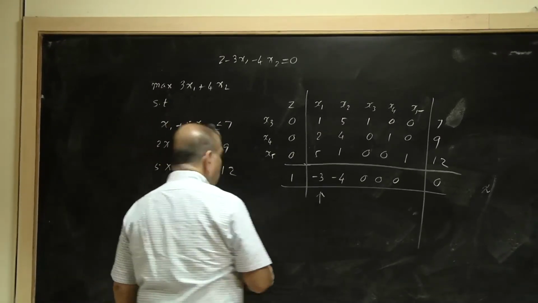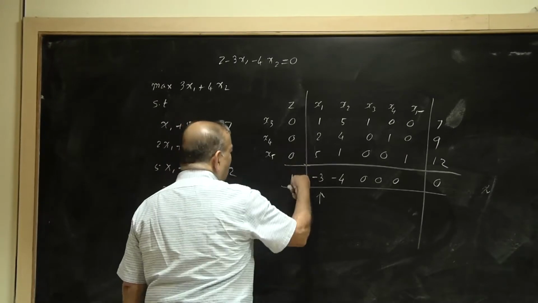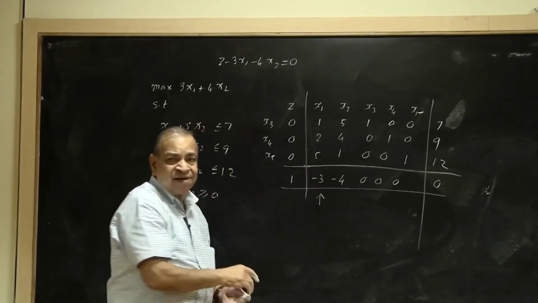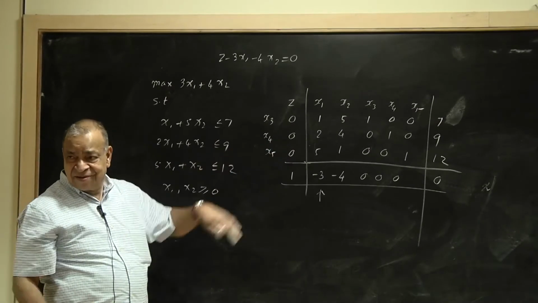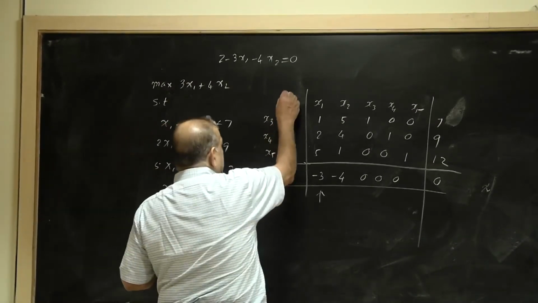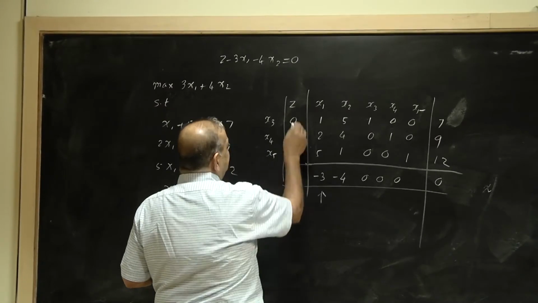Because these are all 0, 1, you don't need to write this particular column. You can keep it for explanation purposes, but it is not going to do anything.